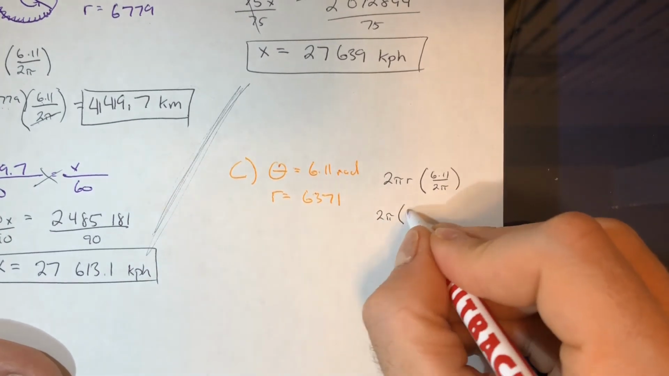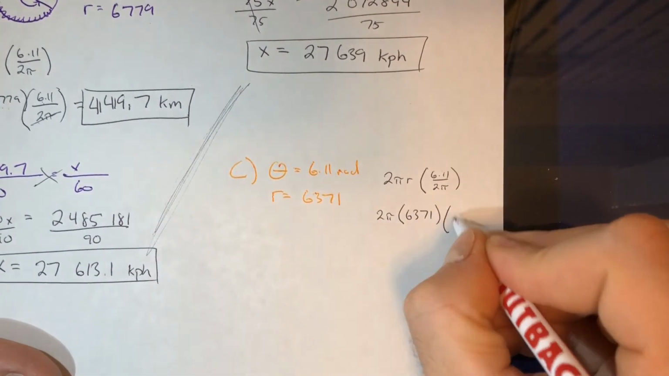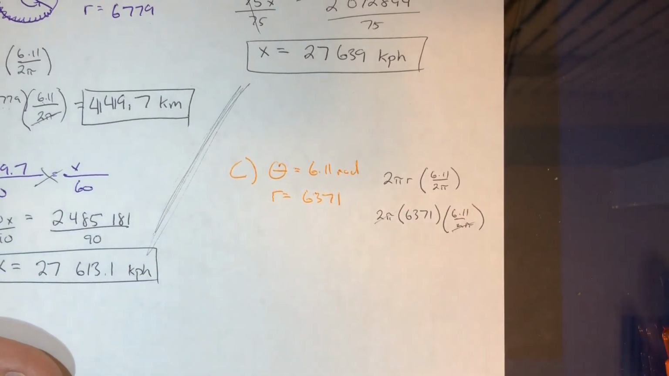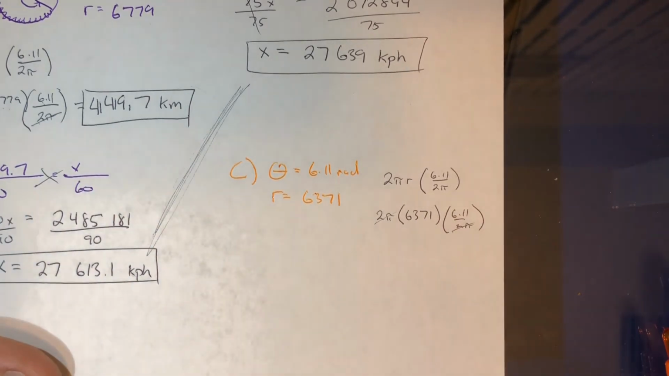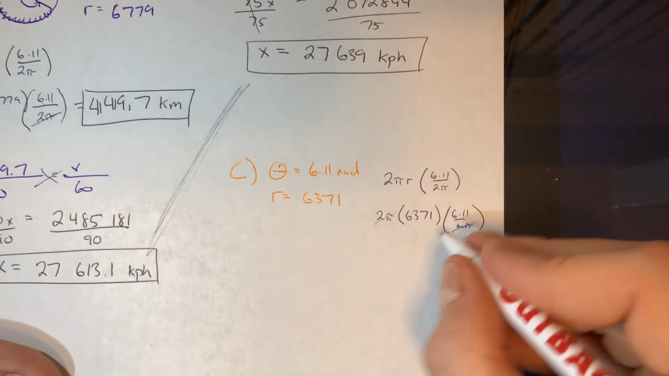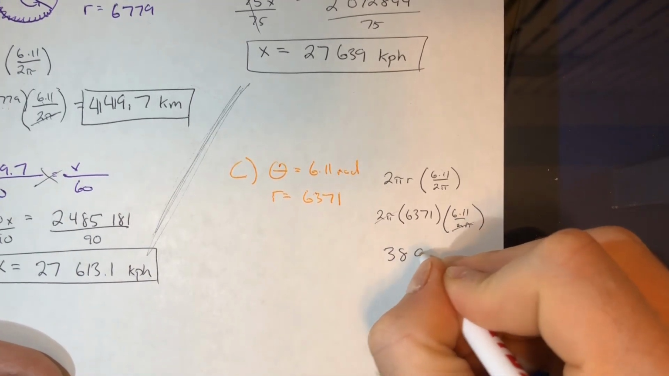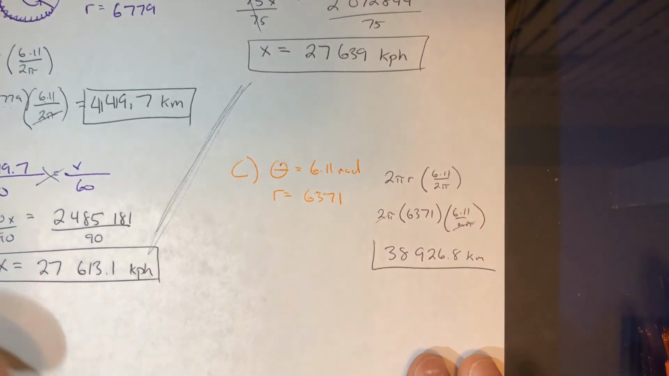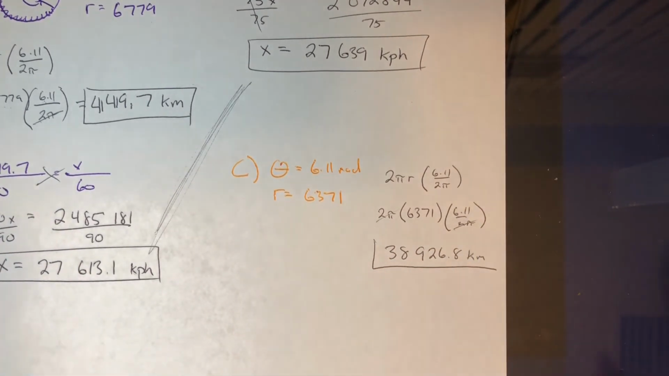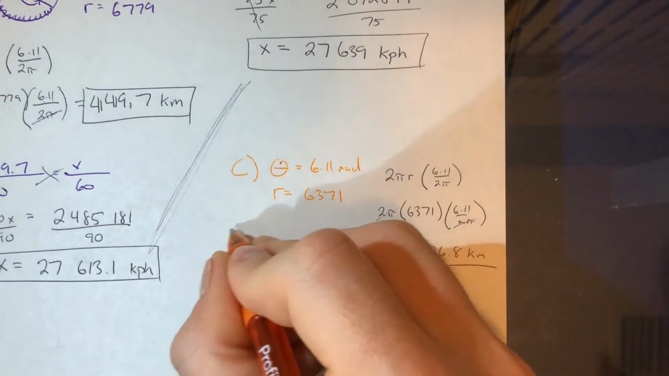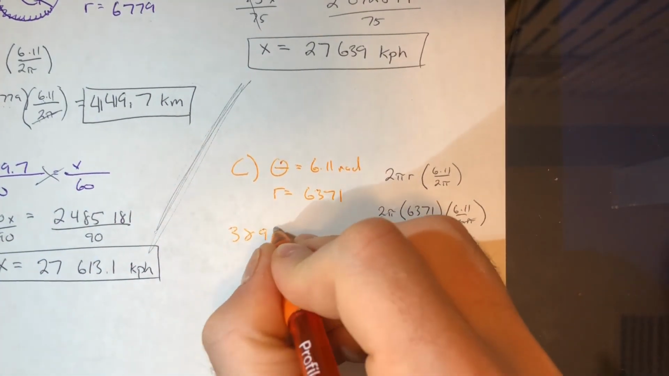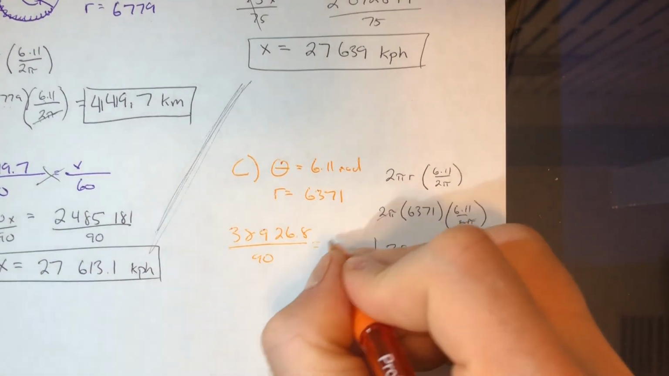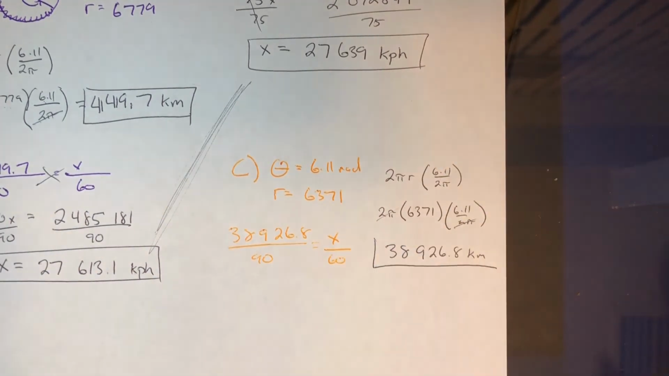So 2 pi times 6,371, times 6.11 divided by 2 pi. I notice that my 2 pi's cancel out, which means it's just 6,371 times 6.11, which is going to give me roughly 38,926.8 kilometers. And I'm going to use that to set up my final proportion: if it did 38,926.8 in 90 minutes, how far did it travel in 60? What is its speed per hour?